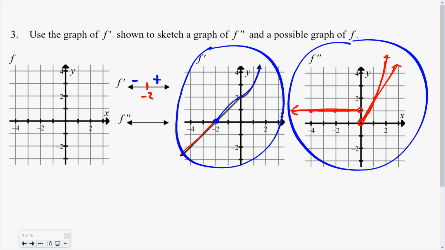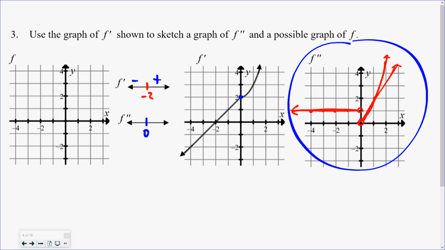So what I'm doing is I'm looking at the graph of f prime and saying, when is the slope of that graph 0 or undefined? Right there is the only place, and at that point, the slope is undefined. So when x is 0, I have a possible point of inflection. Just look at the slope to the left and right of that.